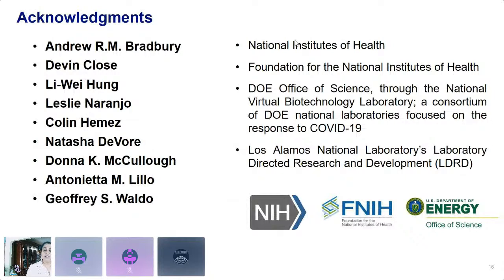The work here was conducted under Dr. Andrew Bradbury's guidance while he was at LANL, and by members of our lab as well as our collaborators. The crystallographers on the team are Devin, Leeway, Natasha, and Jeff. Devin is the one who actually started the project and initiated the idea. Leslie, Colin, and Donna were members of the Bradbury team who did a lot of the binding assays with me. Antonietta and I worked on the yeast display project together.